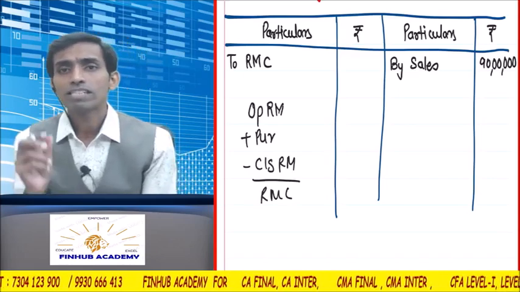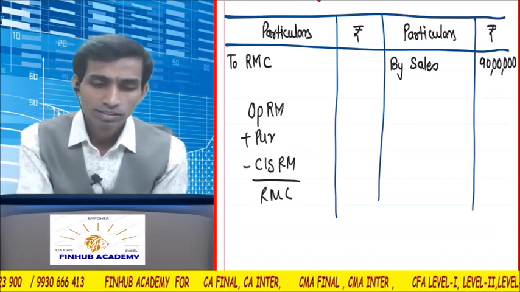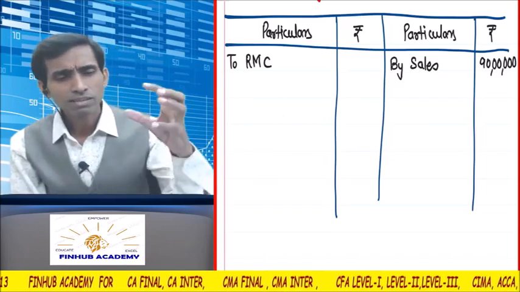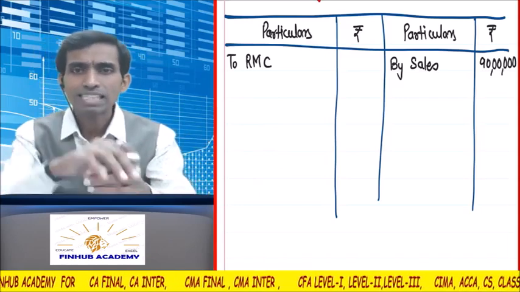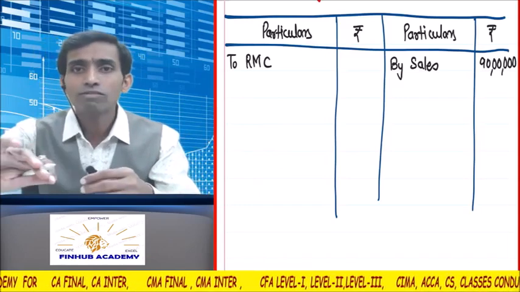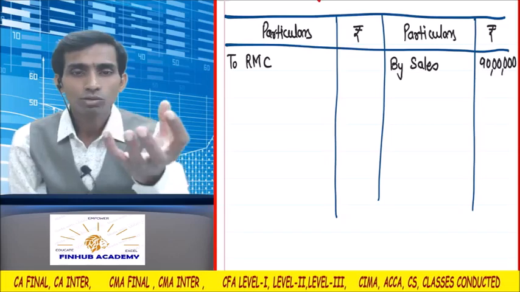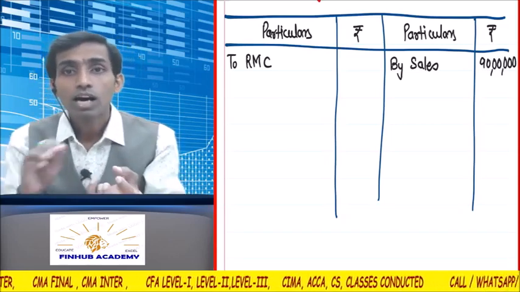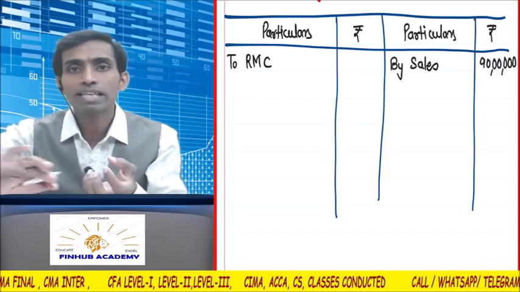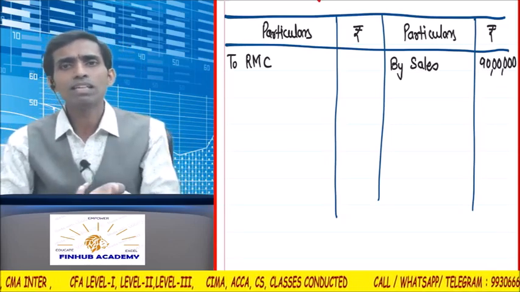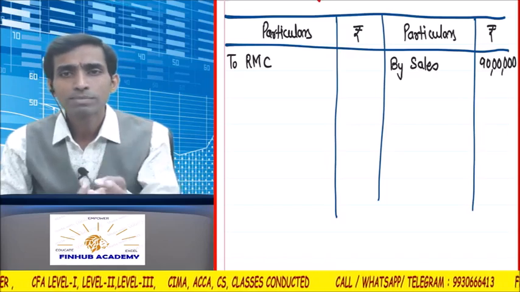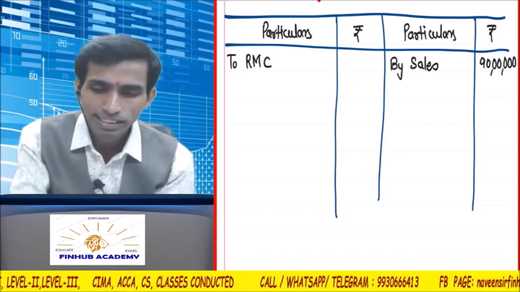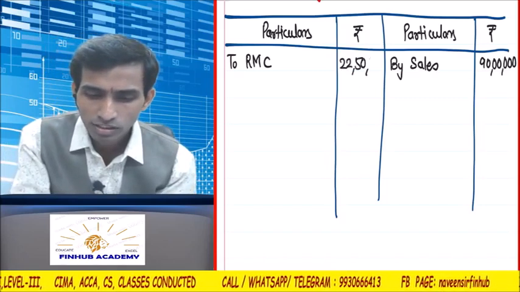Foundation students, this is for you. Opening plus purchase. Opening, this much raw material I have. Purchased means it gets added. Minus closing, this much you leave, because it is leftover. 10,000 I had opening, 1 lakh I purchased. That means total I have 1 lakh 10,000. Out of that, 10,000 is closing stock remaining. So how much I consumed? 1 lakh. Simple. Opening plus purchase minus closing. So raw material consumed is how much? 22 lakh 50,000 is given.